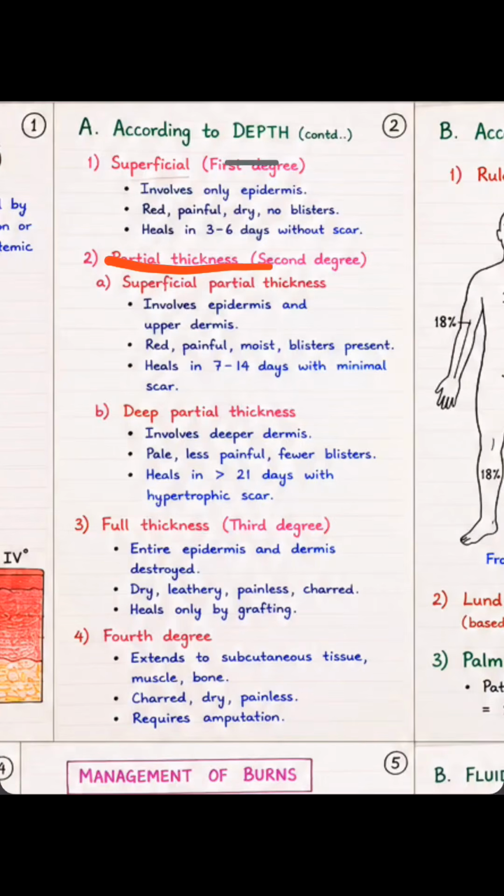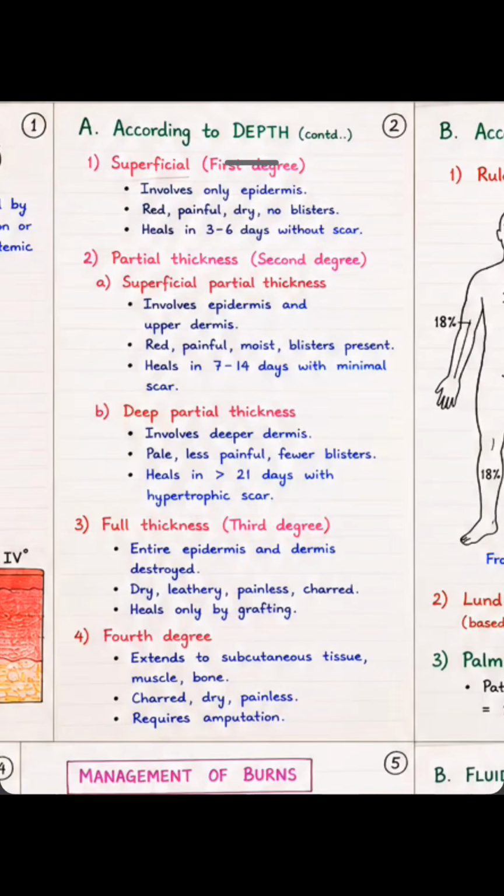Next, here we have two types. Superficial partial thickness, it involves epidermis and upper dermis. Its features are red, painful, moist, blisters present, heals in 7 to 14 days with minimal scar. इसमें minimal scar आता है. An easy way to remember superficial partial thickness is red plus wet plus painful plus blisters.